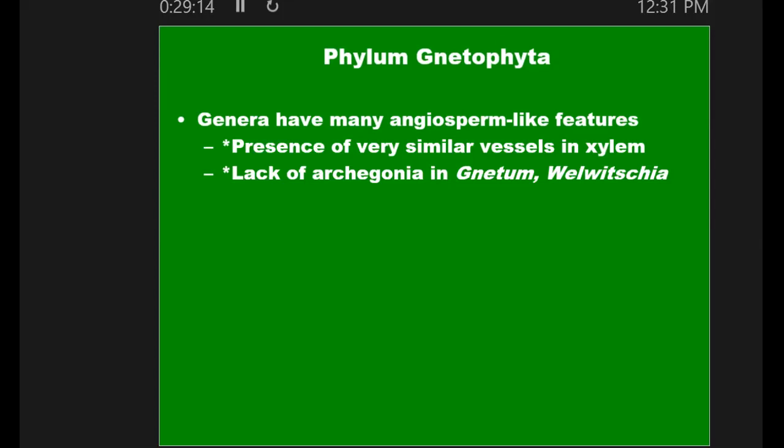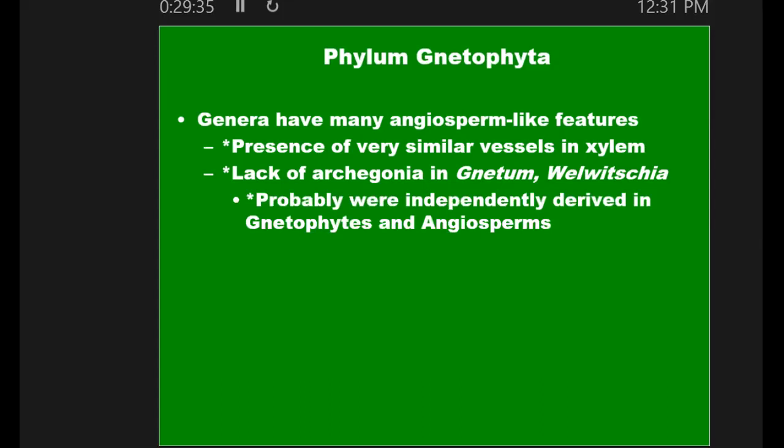We see the absence of archegonia tissue where the egg is. There's an egg, there's still an egg, but it's not contained in this special archegonia tissue in Gnetum and Welwitschia. And again, we're going to see in the angiosperms that there isn't a true archegonium tissue. So I've asterisked those two points, and then in the subheading here, those two traits were probably independently derived. So they no longer think that the Gnetophytes were the forerunner of the angiosperms. They don't think that anymore. They evolved from some common ancestor before them.